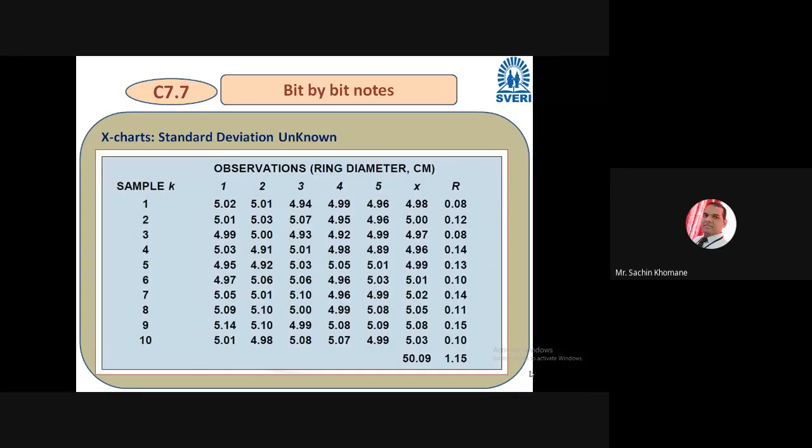For the same example, if the standard deviation is unknown, now what to do? I have told you we'll draw at the end. We'll discuss two things: standard deviation known and standard deviation not known. Friends, if you don't know the standard deviation, then you need to calculate the range. Same example, same values are there. Don't worry.